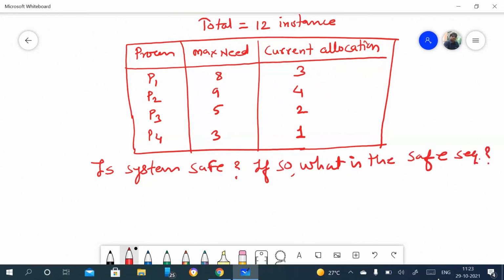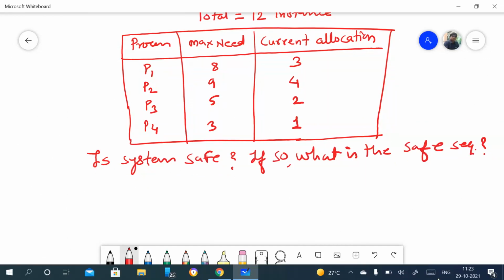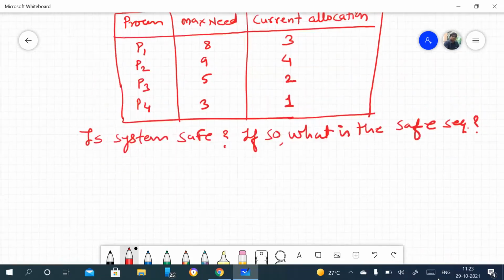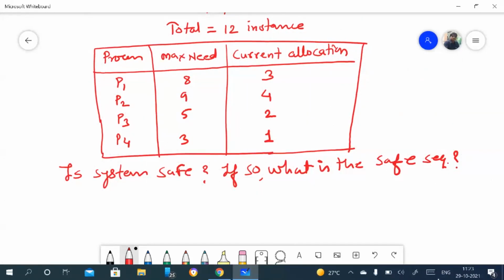Here we can see only a single resource is there. So that's why I'm just taking this example, and when we go for the Banker's algorithm, there will be multiple resources. So here it is a single resource. Now we'll see how to solve this and how to find whether this system will enter into the deadlock state or not. And if the system is safe, then what would be the sequence of execution of these processes? P1, P2, P3, P4 like this, right?